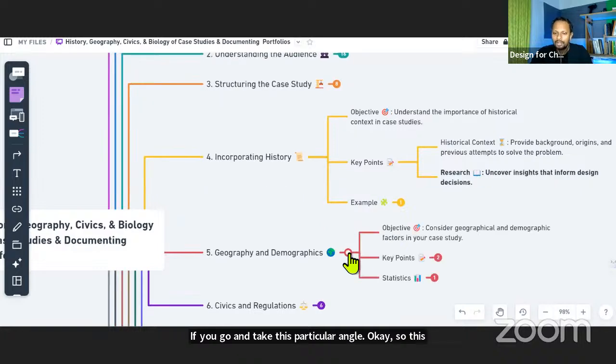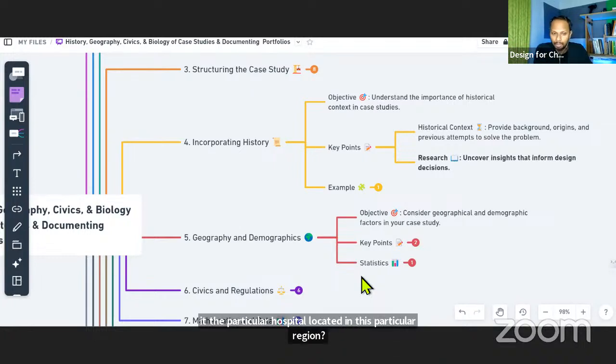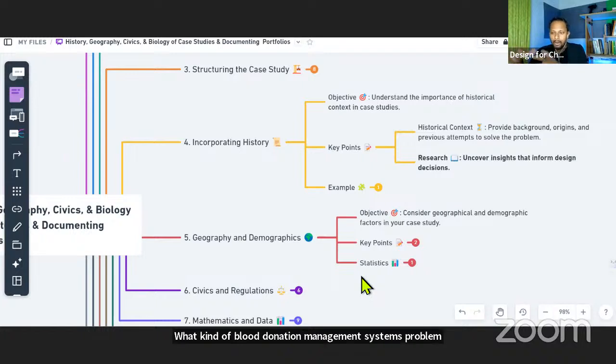Now, let's go to the geography and demography. Geography of making a case study. Consider in what regions you're going to solve this problem. Second element. Is it a demography-based problem? Is that particular hospital located in this particular region? Let's say it's located in a rural or an urban area, what kind of blood donation management problem will happen? What kind of audience will you be targeting? Is there a transportation problem in a rural area? So the geography and demography play a major role in it.